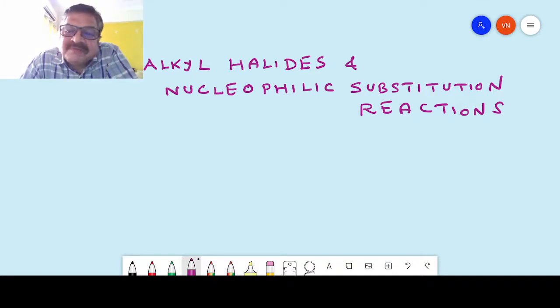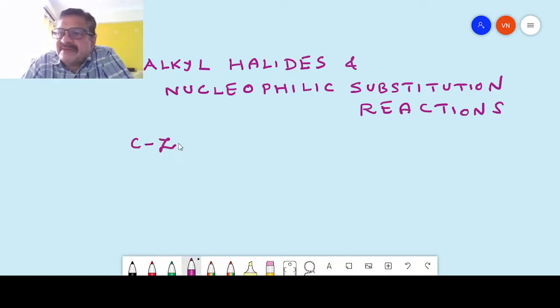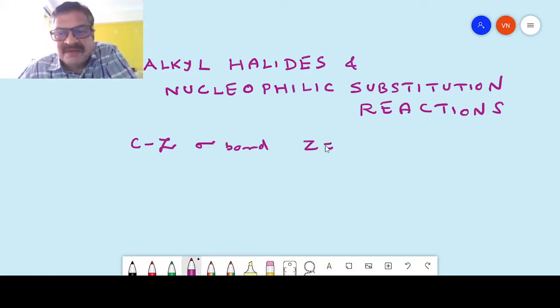Now, the substitution reactions are characteristic reactions of organic compounds containing a C-X sigma bond, where X is an atom more electronegative than the carbon atom. Therefore, the carbon atom becomes partially positive, so it will become an electrophilic center, an electrophilic site, that is, an electron deficient site.